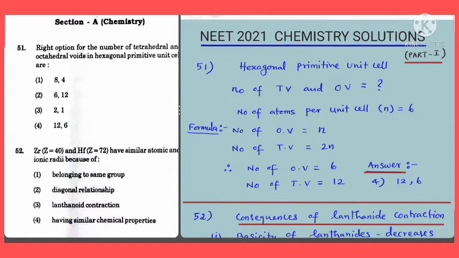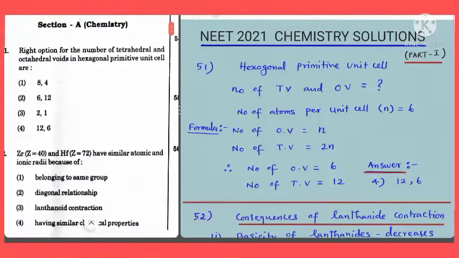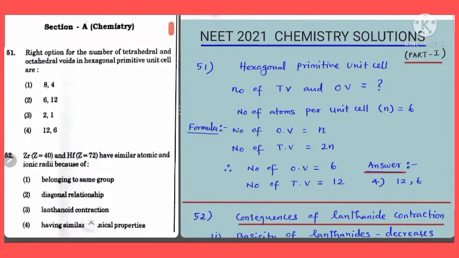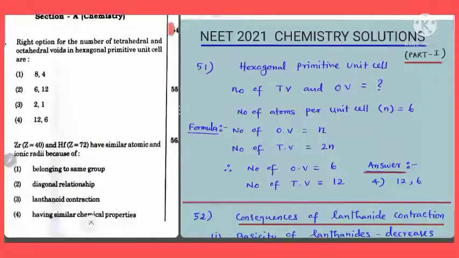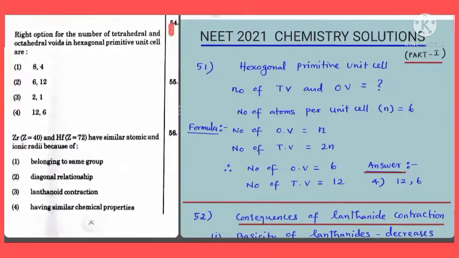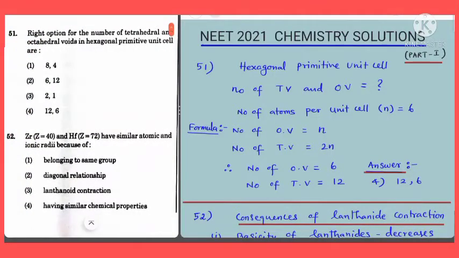In this video, I'm going to discuss this year's NEET chemistry questions. Now, question number 51. Look at the question. The right option for the number of tetrahedral and octahedral voids. They're asking for the tetrahedral voids and octahedral voids in a hexagonal primitive unit cell. What is the number of tetrahedral voids as well as octahedral voids?